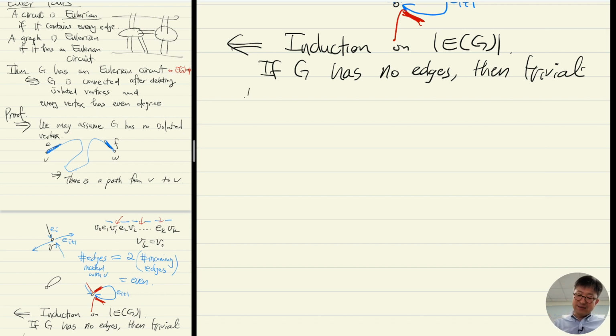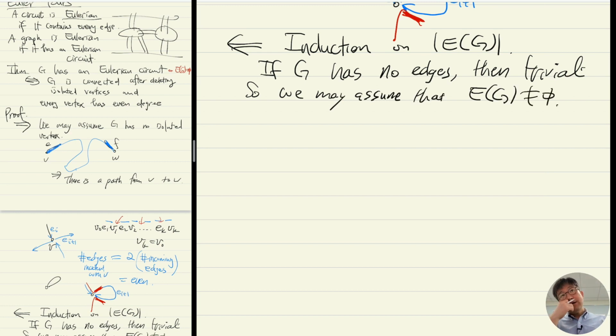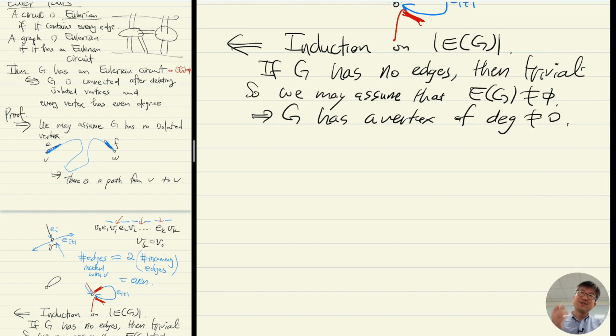Now, if you have no edges, then the statement trivially holds. How about the other case? So if G, okay, we may assume that the set of edges is non-empty. Now, that means I must have a vertex of non-zero degree. Right? Because there is an edge, you must have a vertex of degree at least one. But every vertex has even degree.